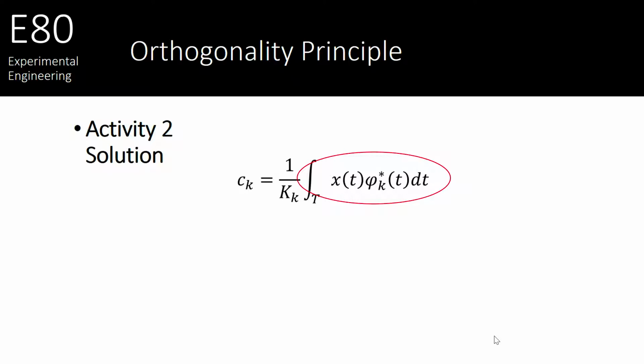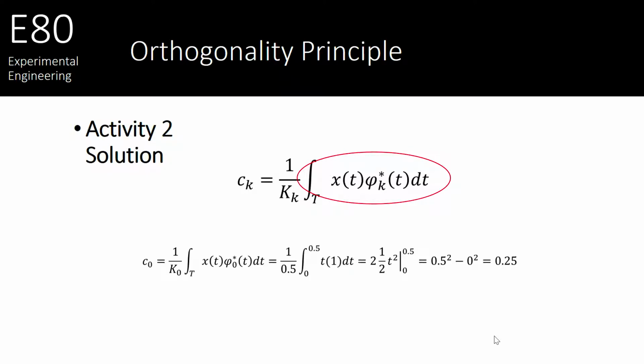Before we give the answer, see if you can plug in the appropriate values for x of t and the complex conjugate of the basis function, and see if you can come up with your final coefficient values. Pause the video, please, and go for it. Are you done? All right, here goes. C0, after substituting in 0.5 for capital K sub 0 and putting in the value of t and the complex conjugate of the basis function equal to 1, doing all your numerical calculations should give you a value of 1/4.